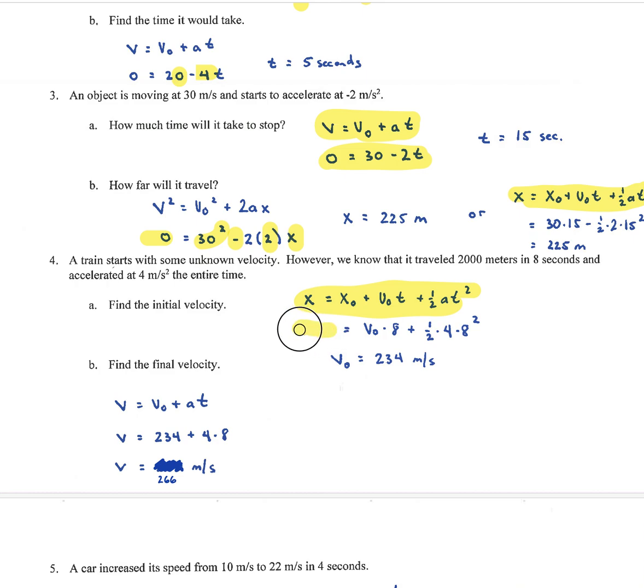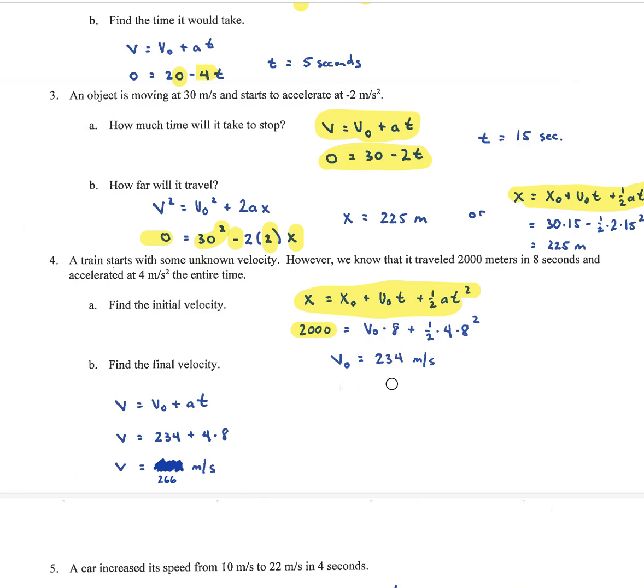I went 2,000 meters as the total distance. That's where I ended up. I know my time was 8 seconds. I don't know how fast I started at the beginning, but I know I was accelerating the entire time at 4, so I know everything here but V naught, and you solve for V naught and you get 234.